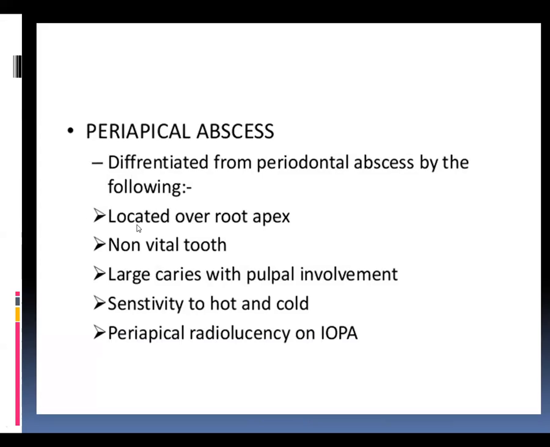Then the periapical abscess. It is differentiated from the periodontal abscess by the following characters: it is located toward the root apex, there is involvement of a tooth, the tooth involved in the abscess is a non-vital tooth, there is large caries with pulpal involvement, sensitivity to hot and cold, and periapical radiolucency is seen on an IOPA.